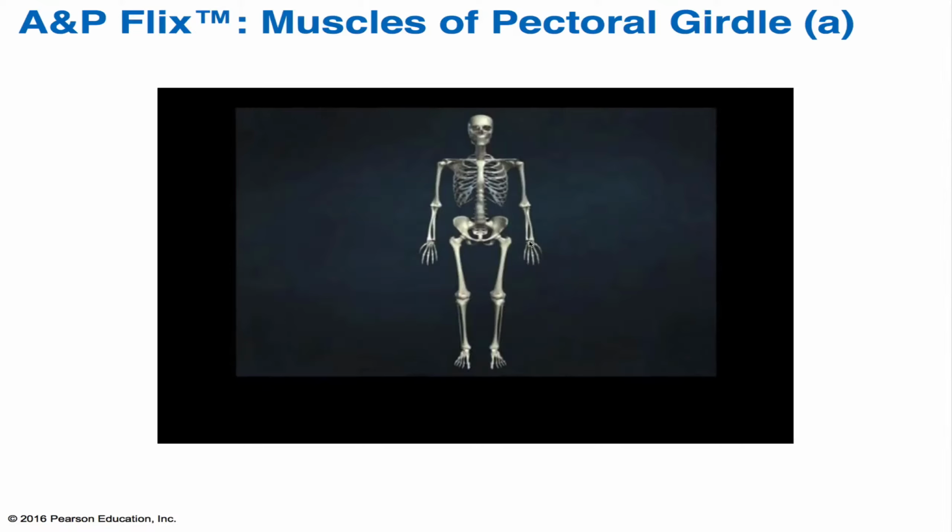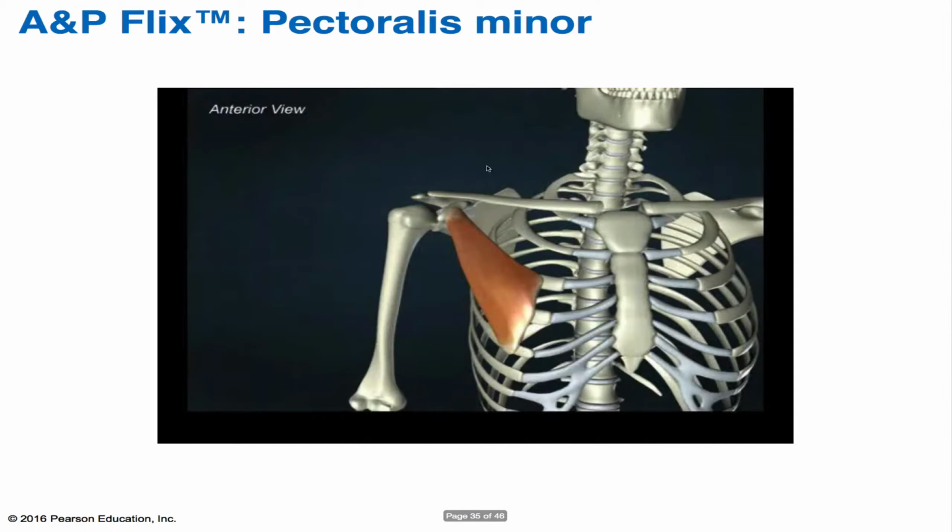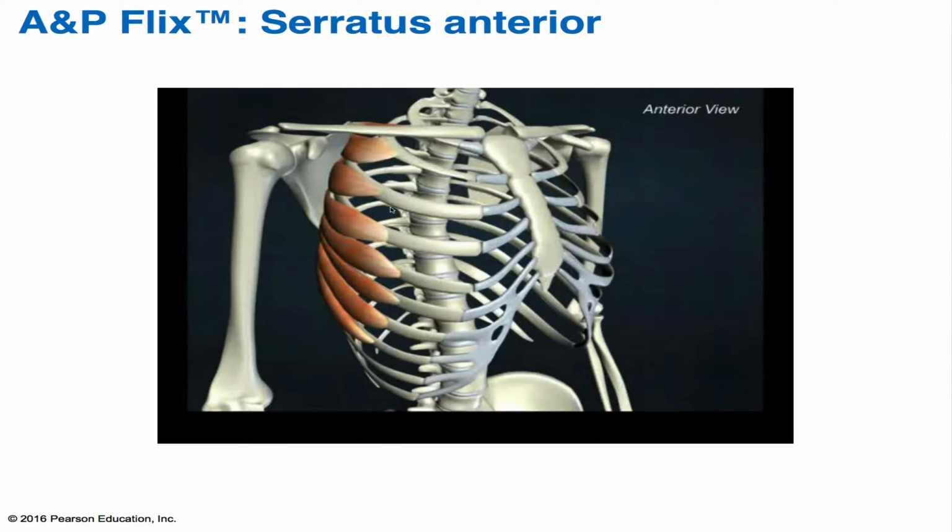And be sure you view these animations. Again, go to the Pearson website or refer to the DVD that came with your book. And additionally, you can search YouTube for it as well. And there's another video over here, and this is for the pectoralis, showing the pectoral girdle. This animation shows you the pectoralis minor muscle, so be sure you view this. And then this animation shows the serratus anterior muscles, so be sure you check these out also.